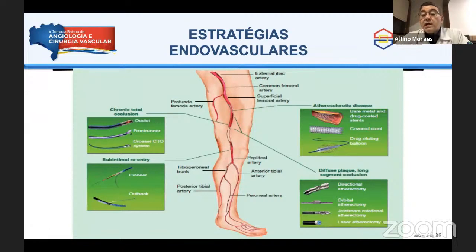recobertos com droga. Os stents recobertos, os balões recobertos com droga, e para aqueles longos segmentos ocluídos e uma placa difusa, eu logro usar uma aterectomia direcional, uma aterectomia orbital, ou a que eu tenho usado mais, que é o Jetstream rotacional, para fazer a aterectomia. E a aterectomia por laser, que para nós outros em Brasília é muito custosa.